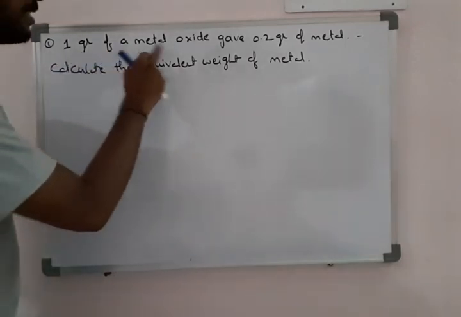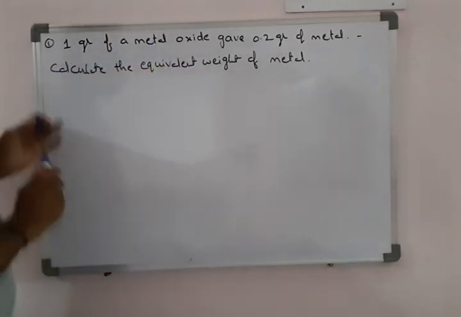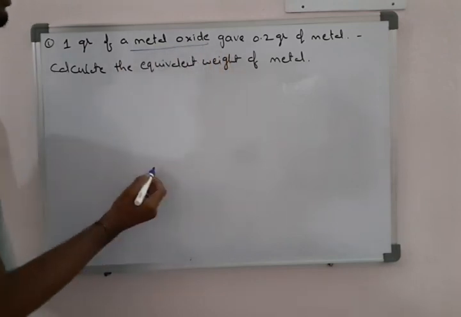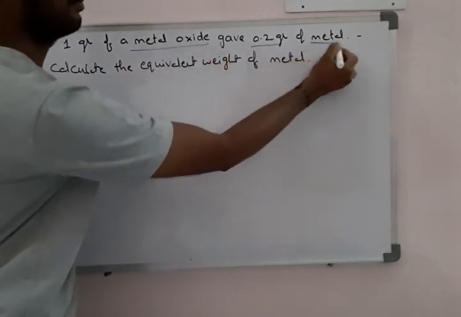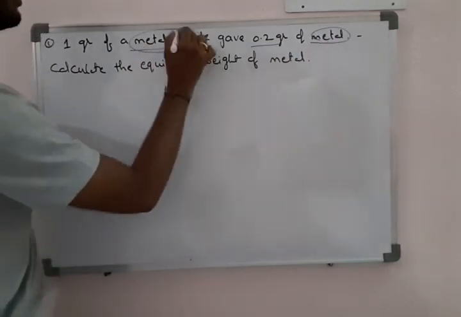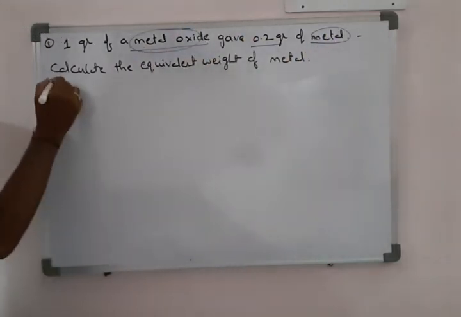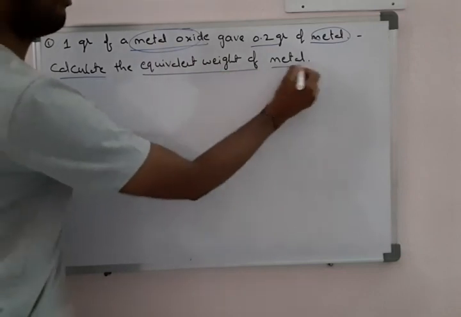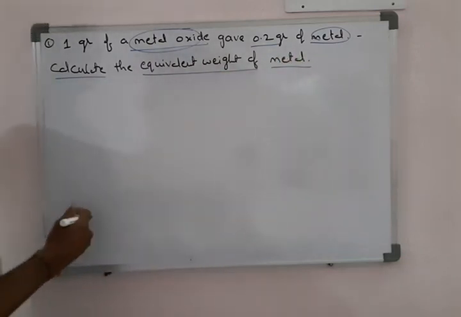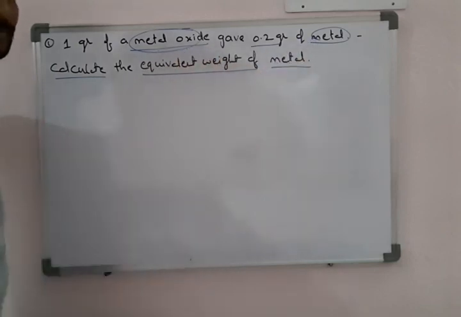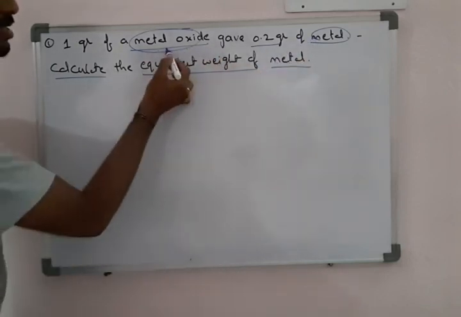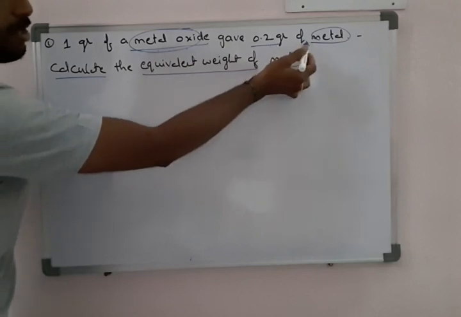1 gram of a metal oxide gave 0.2 grams of metal. This metal oxide gives a metal. So we need to calculate the equivalent weight of the metal. So this metal oxide releases that metal. The metal oxide releases this much of metal.